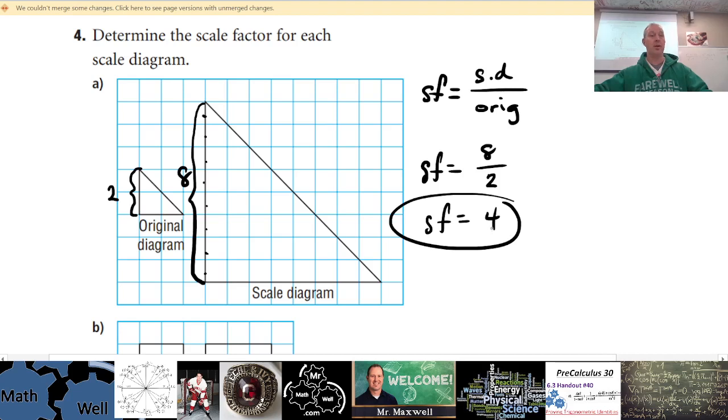Now it's greater than 1, that makes sense. And I would multiply 2 times 4 to get 8. So everything seems to be working fine. Everybody understand that? Get that?